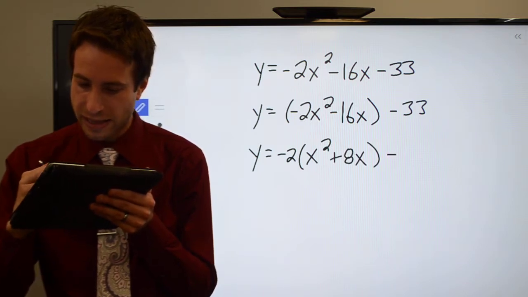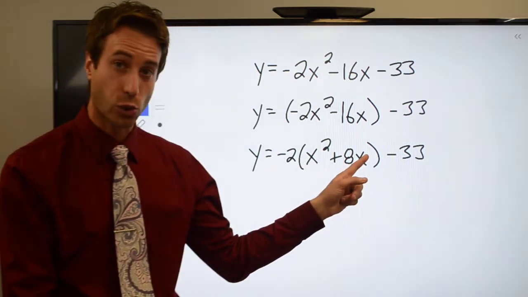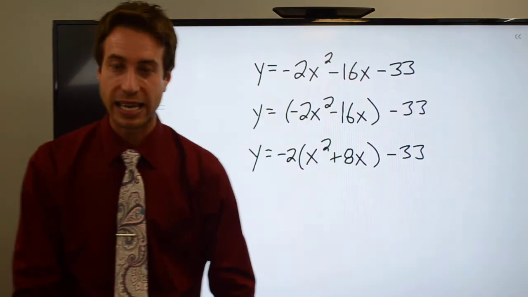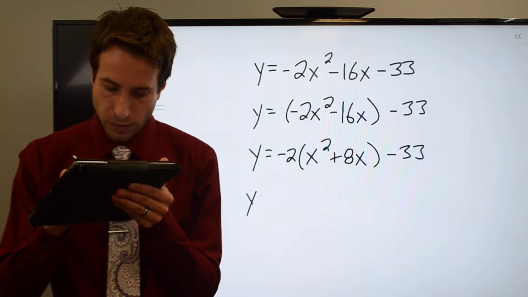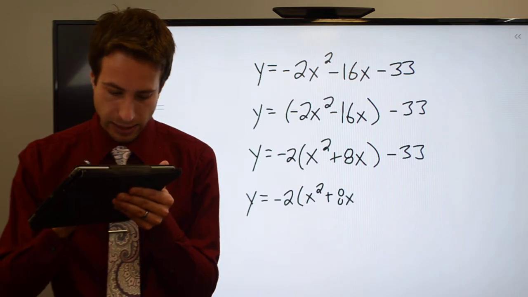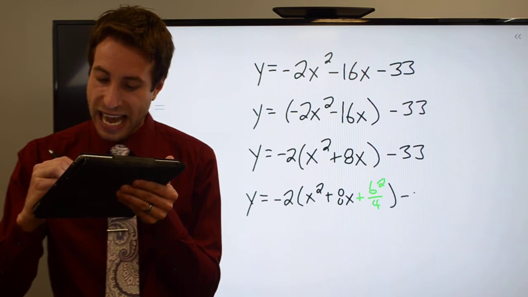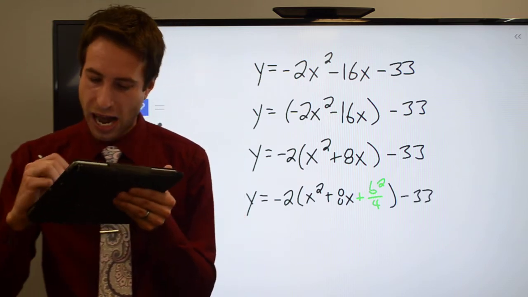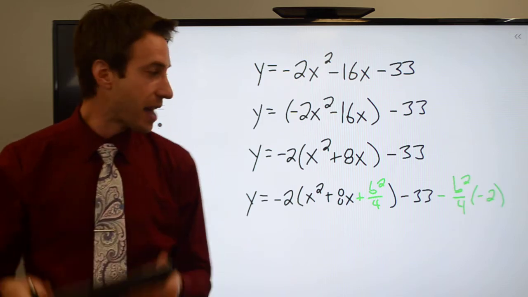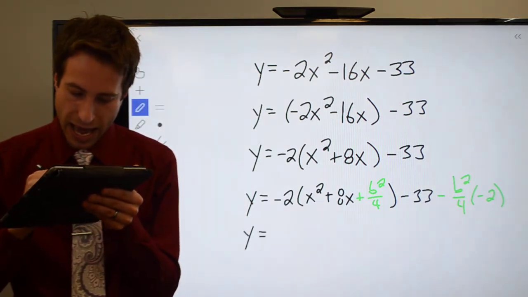It's worth mentioning at this point, I pulled out a negative 2. So when I complete the square in here and subtract that same value outside, I'm going to need to put that negative 2 back. Here we go. y equals minus 2 times x squared plus 8x plus b squared over 4. And so that I don't break any rules in algebra, I will subtract b squared over 4, but put back that negative 2 that I had pulled out. I think you guys can probably do this in your head.